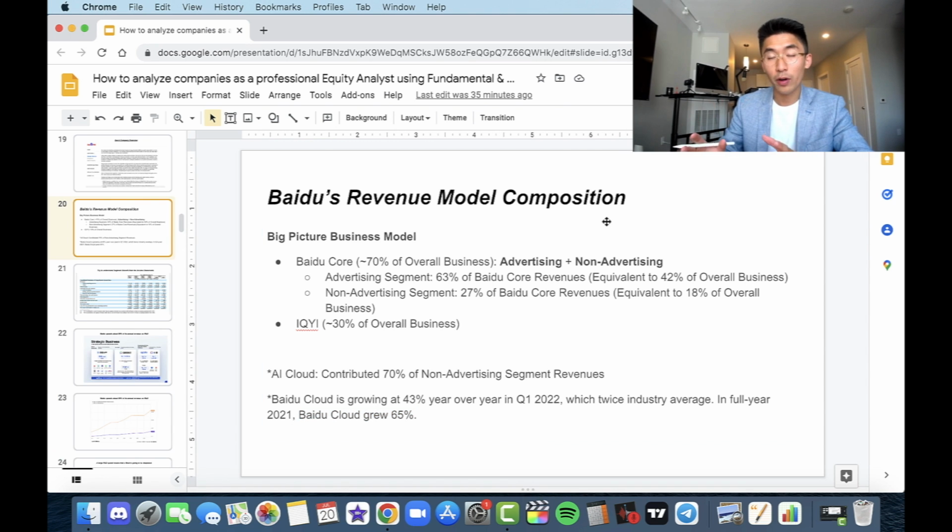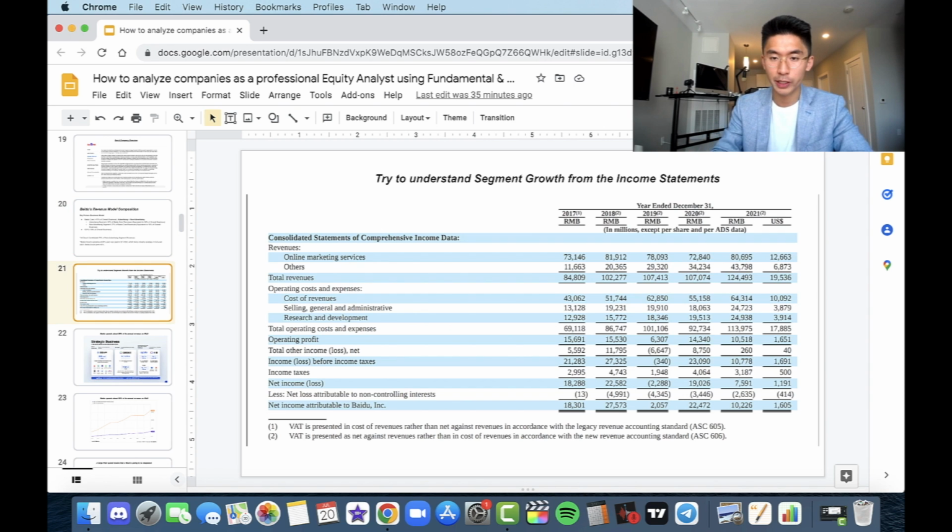So where do we find this information? Because this helps you inform your investment strategy. The first thing that fundamental equity analysts should do is always study a company's annual report. Dig into their income statements, understand where the segment revenues are coming from.